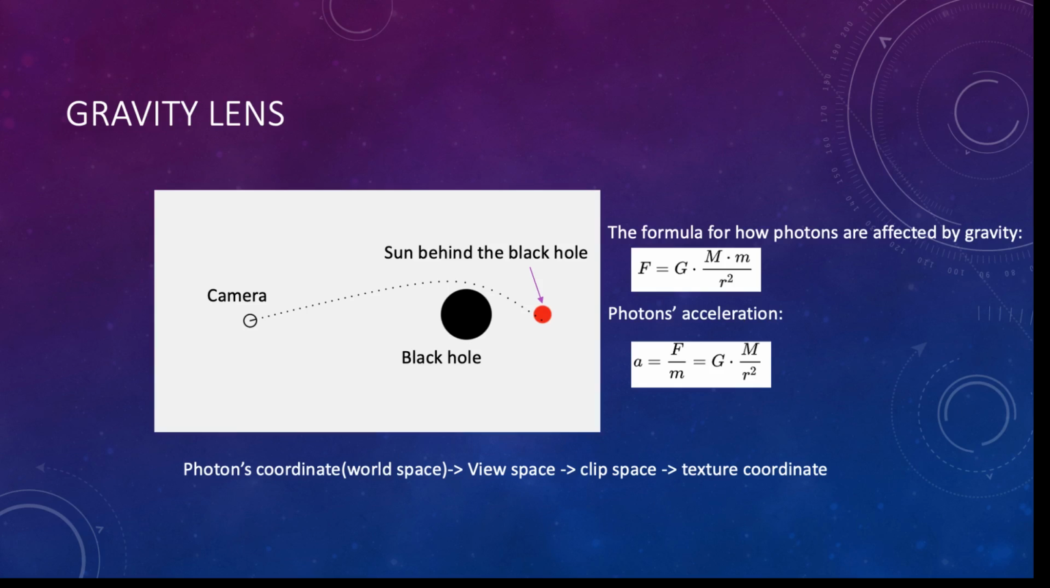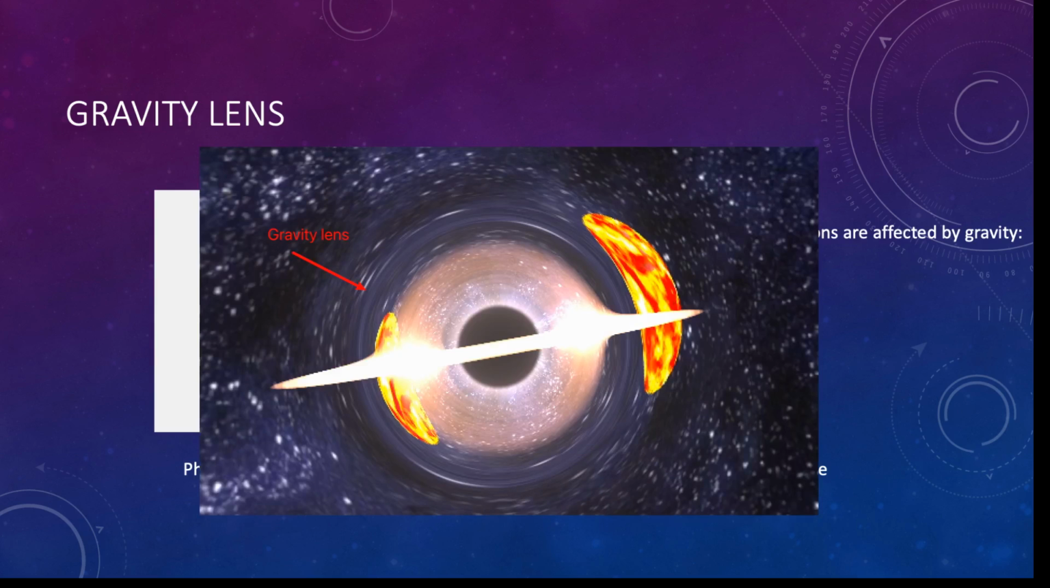The most important feature of a black hole is that it bends light to form a gravitational lens. Following the laws of physics and relativity, here's a formula for how the photons accelerate toward the black hole. After these calculations, I can get the final hit color of the bent ray on my frame buffer. Then I can transfer it back to the texture coordinate to show the final color on the screen. And here you can see the ring and twisted effect, which is actually the gravitational lens.